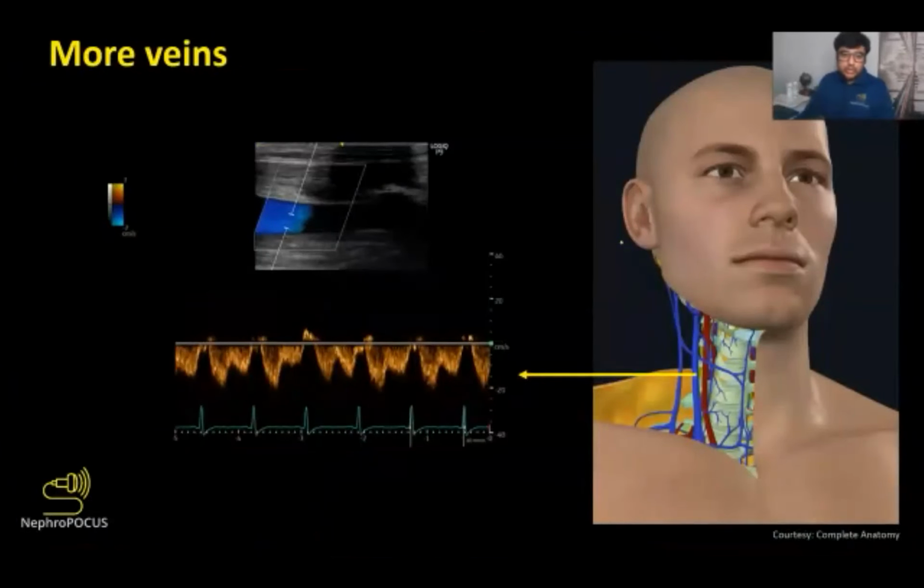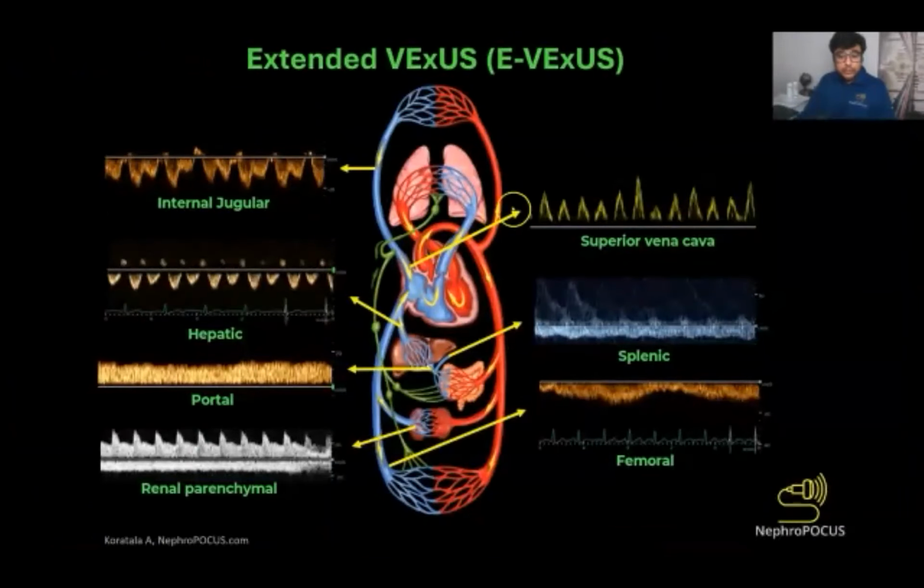And you can also use internal jugular venous waveform, which is very similar to that of hepatic vein waveform. When other waves are not trustworthy, for example, in cirrhosis, you can always use more veins. So all these veins have been studied individually. This is called extended VExUS. We proposed to include all these veins in addition to the traditional hepatic, portal, and intrarenal veins.